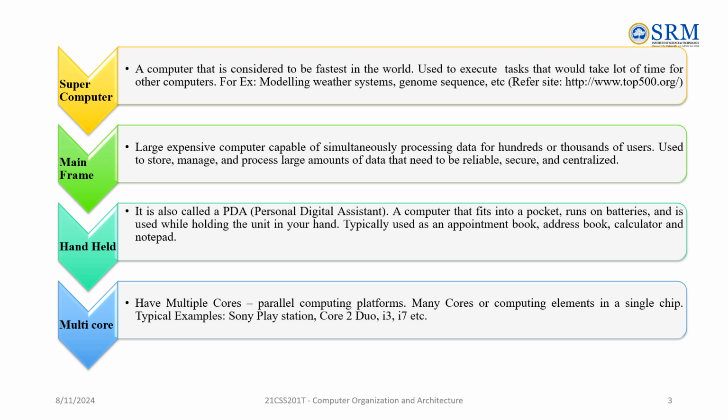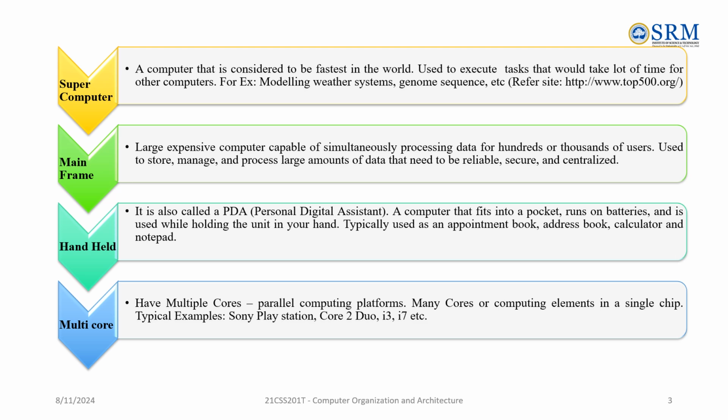We'll see what a supercomputer is. The supercomputer is considered to be the fastest computer in the world, used to execute tasks that would take a lot of time for other computers. These types of computers are basically used to model weather systems, genome sequencing, etc. Refer to http://www.top500.org to see some of the fastest computers.